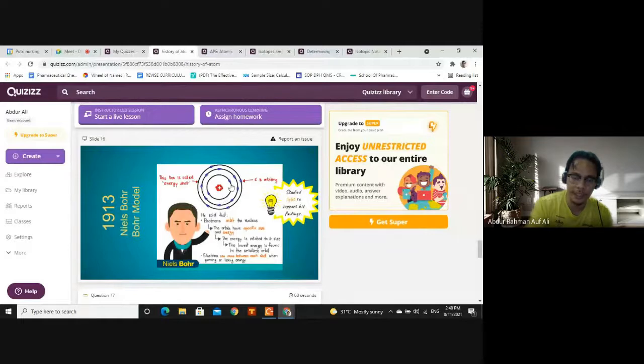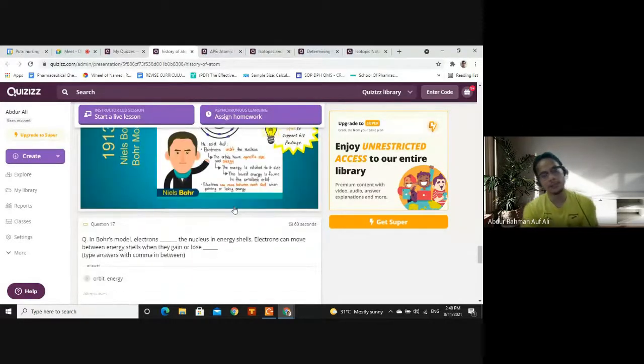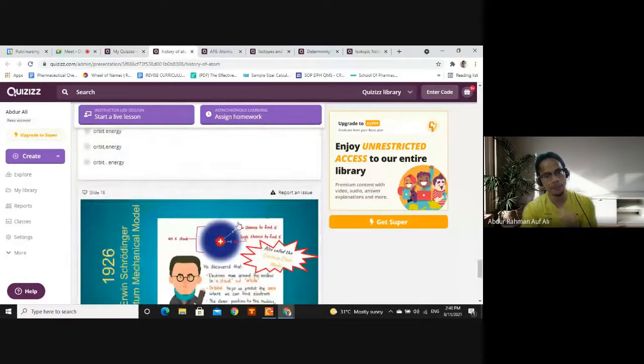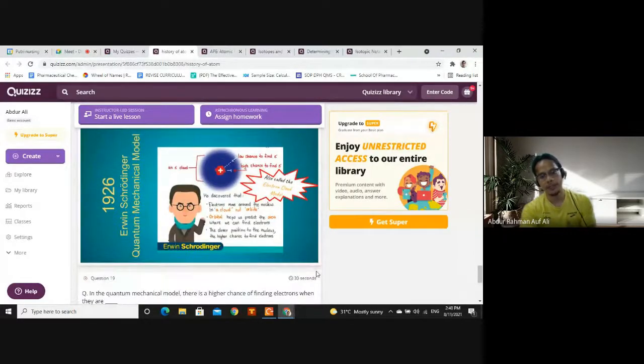Okay, elektron tidak bergerak mengelilingi nukleus macam bumi mengorbit matahari. Okay, elektron tak bergerak macam planet mengorbit matahari. It doesn't move like that. Okay, because electrons are random, they move at random. But dalam kerawakan tu kita boleh predict their movement.